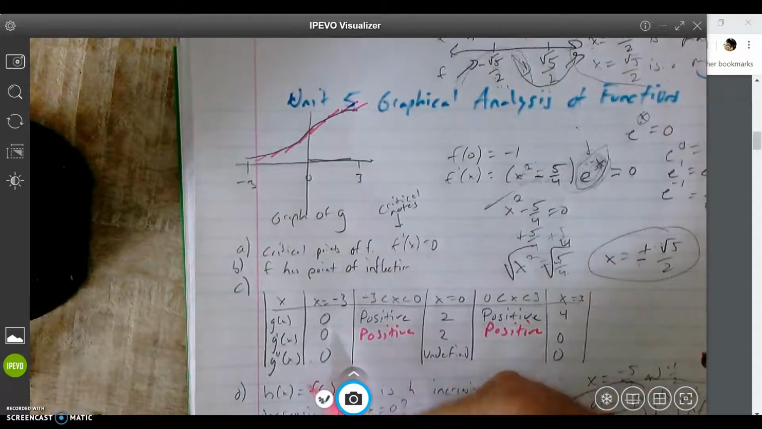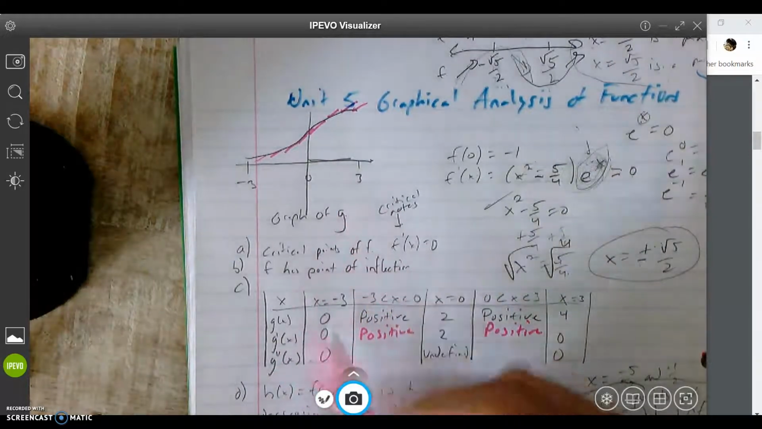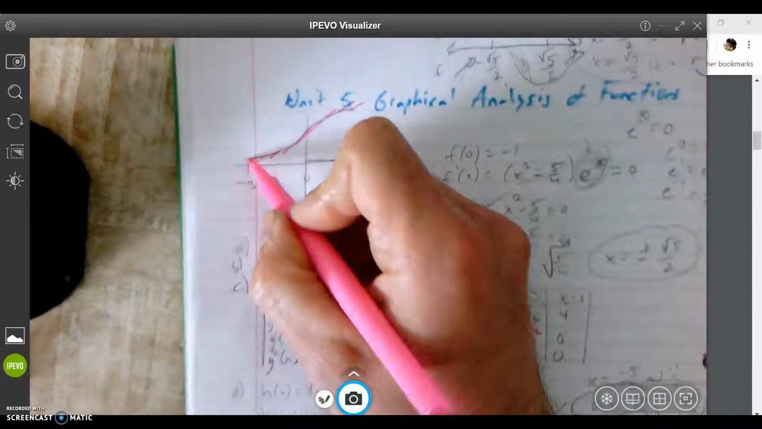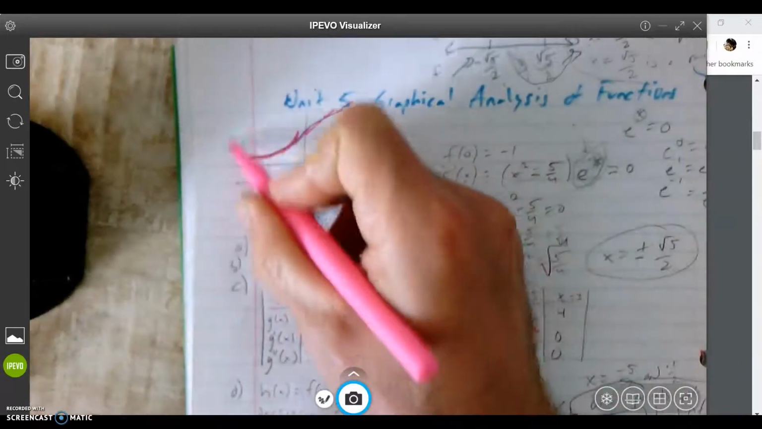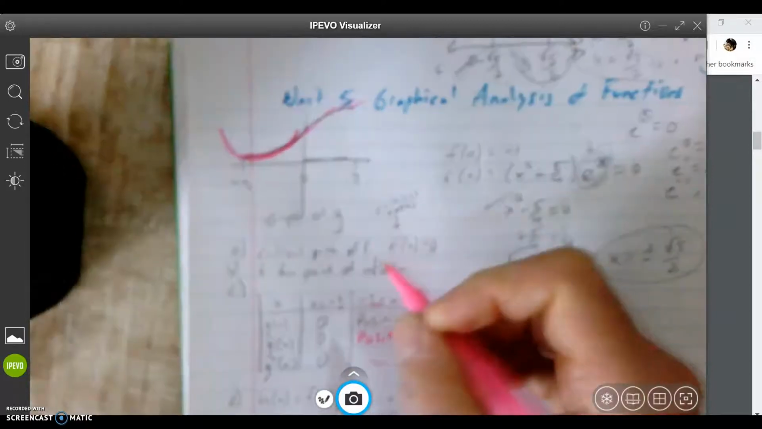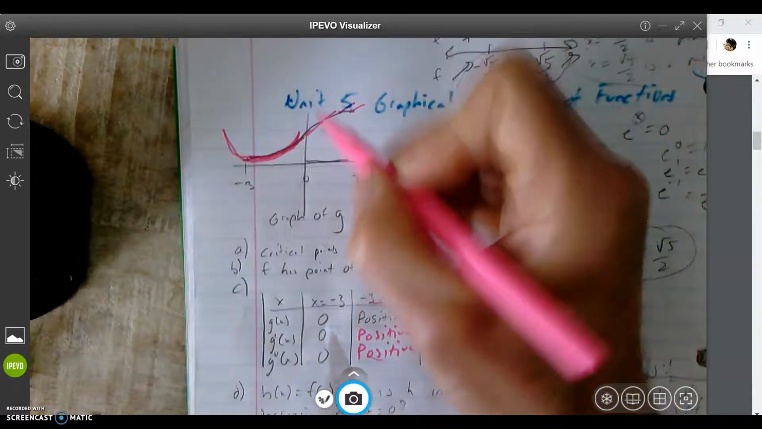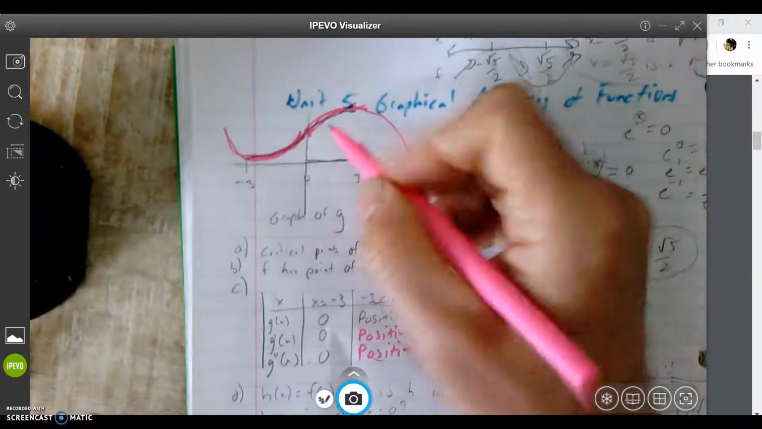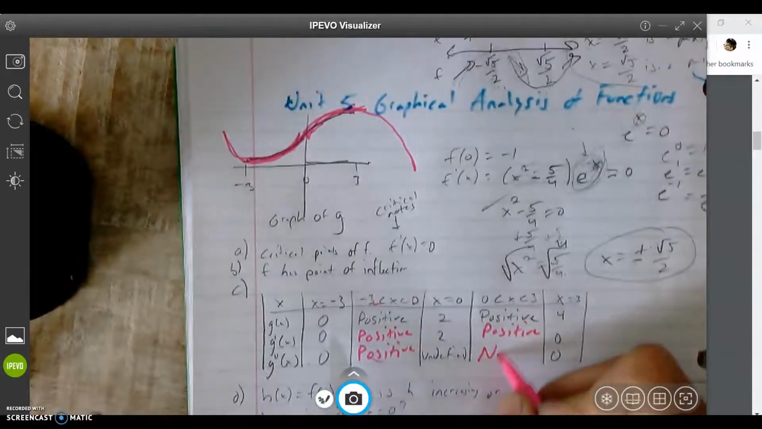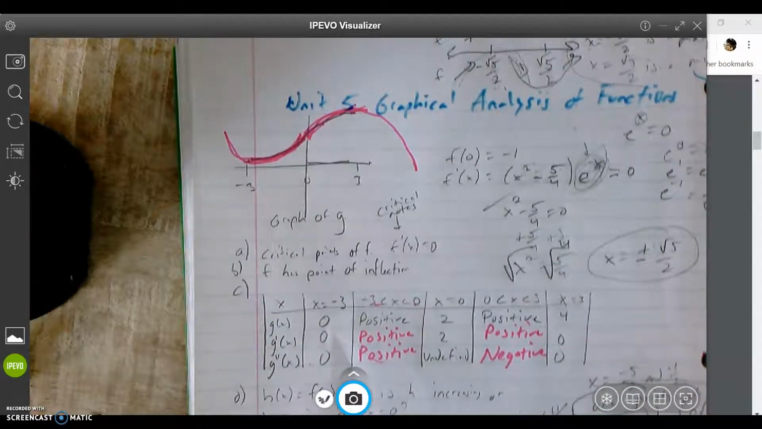And then G double prime, that's the concavity, right? That's this frowny smiley. From -3 to 0 right here, this looks like a smiley, so that's concave up, so that's positive. And then this part of G looks like a frowny, so this is going to be negative. And that's all you have to do for part C.